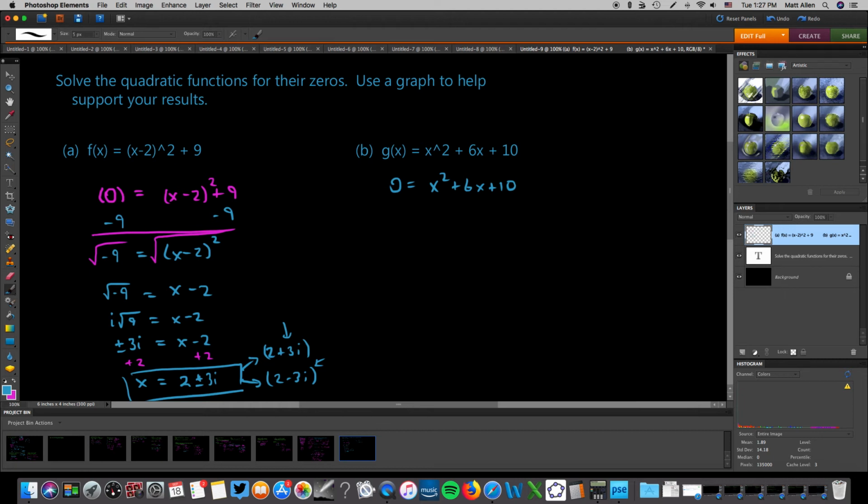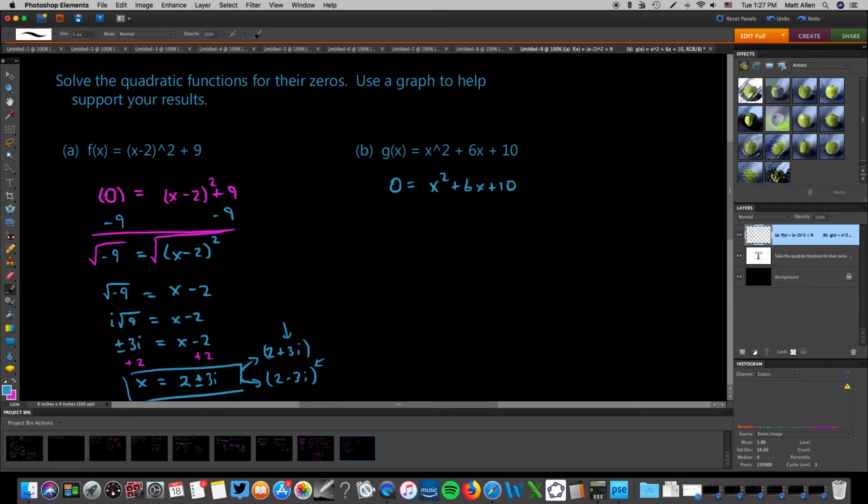So our choices so far would be, 1, to try to factor this. The unfortunate thing for us is that it does not factor. There are no factors of positive 10 that add up to be a positive 6. So our alternatives at this point are going to be either completing the square or using the quadratic formula.